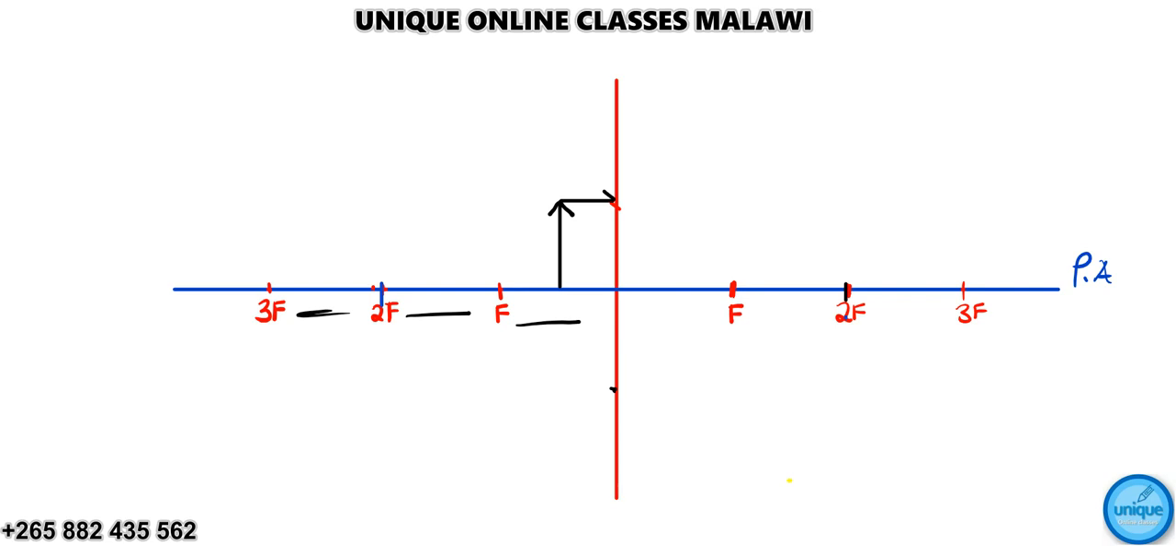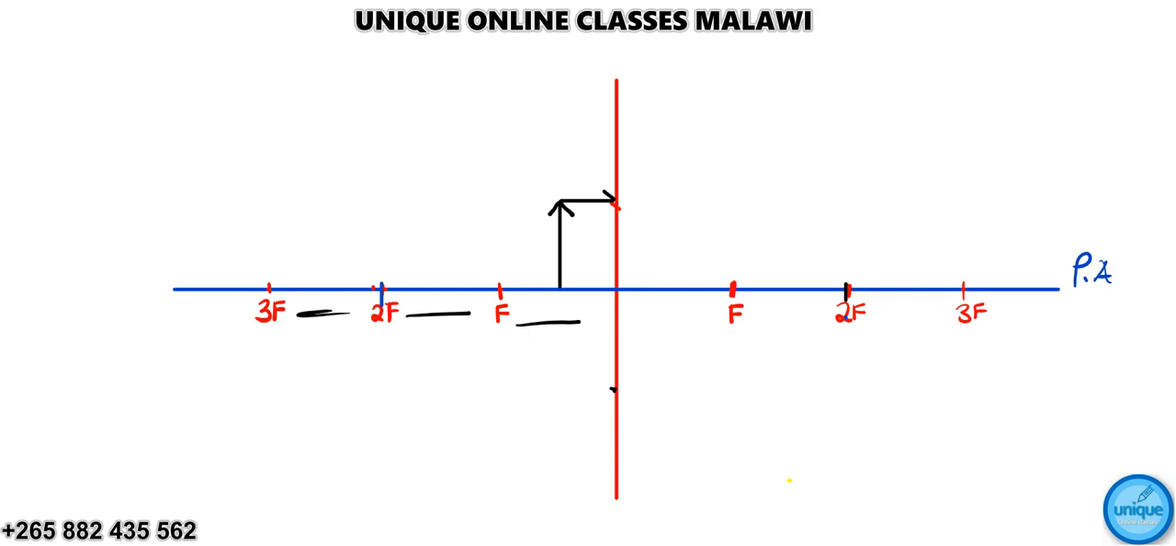Hello my guys, this is what I prepared for you. Positioning of an image and the object. When you place an object, the position of the image when you place an object. 3F, between 2F and 3F, between 2F and F.